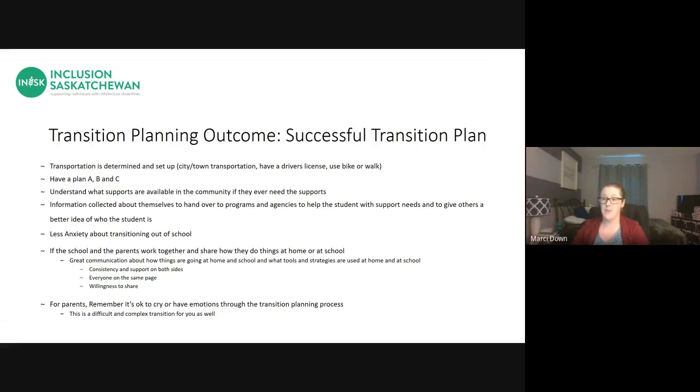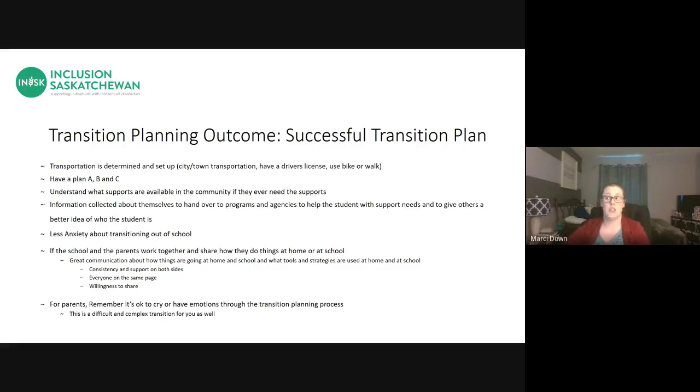Having that plan A, plan B, and plan C. And I'm sure you're probably sick of me saying that, but that's so important. I say that because we have seen so many things break down because of that. So make sure you have those plans set in place. Understand what supports are available in your community. That's important. You need to know who to get on your team so that those supports can be set up early enough.